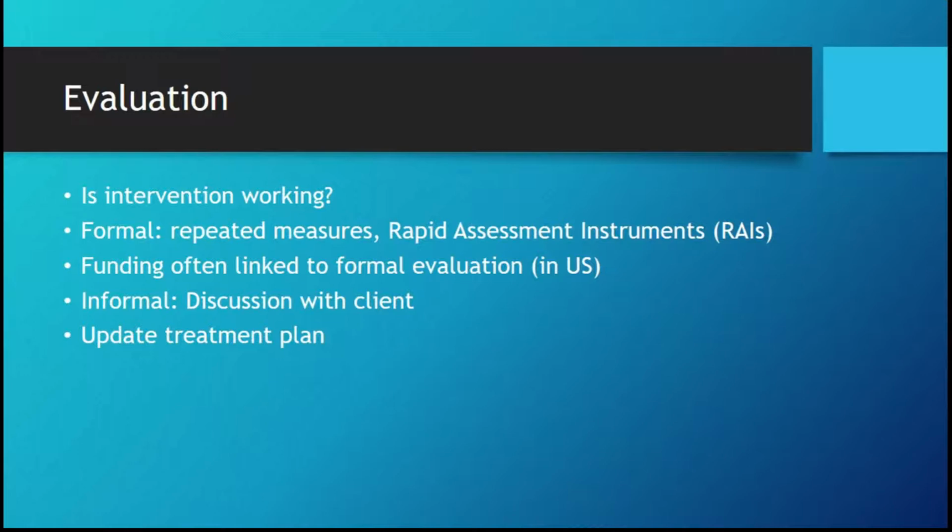You also sometimes hear about RAIs, or rapid assessment instruments. These would, again, just be short instruments that a client could take to measure mental health symptoms. In the U.S., the funding that our agencies receive is often linked to some sort of formal evaluation. And so we have to be able to show agencies that give grants or that pay the bills, that provide the money that is paid to us for working with clients, that what we're doing is working. And sometimes we have to do that in a formal way, like I said, with repeated measures through more of a research kind of process.